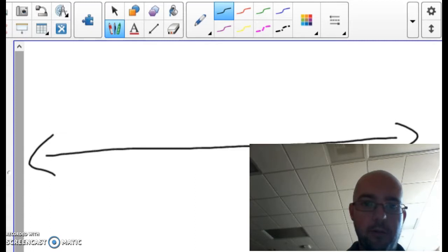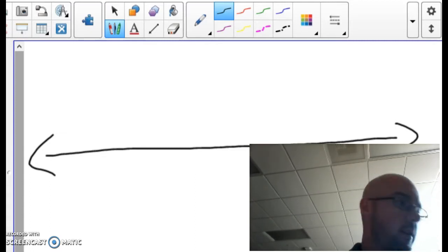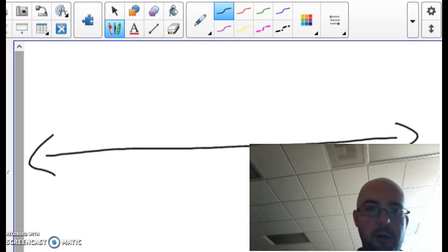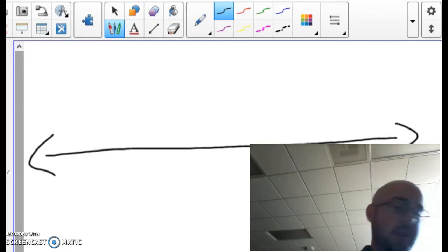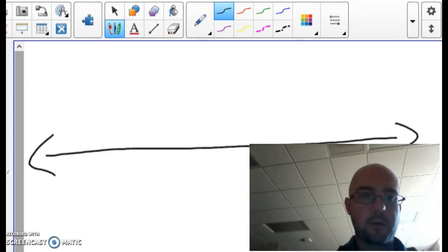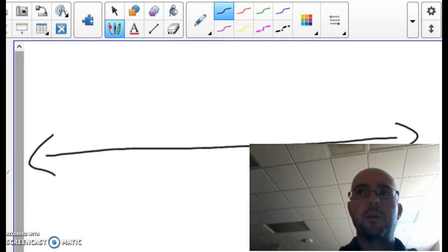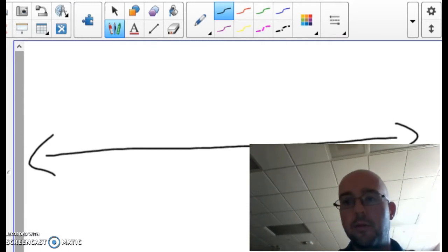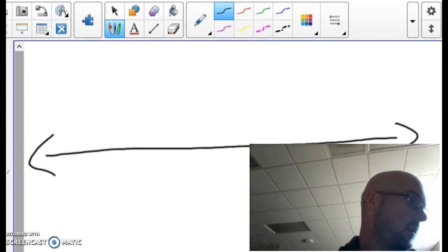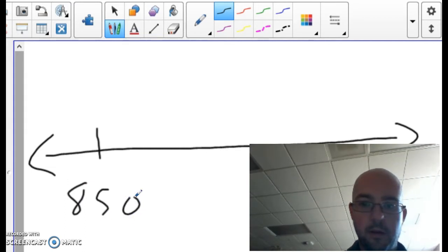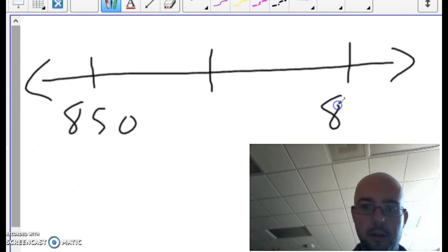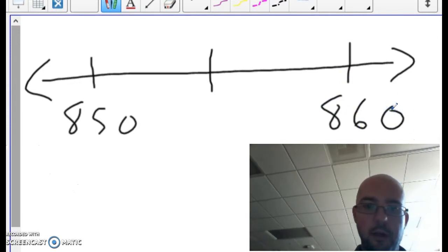So, if we draw a number line to help us with our rounding, and we think about our number 856, think about which multiples of 10 are closer to 856. So I know multiples of 10 are 800, 810, 830, 840, 850, 860. So I know that 850 is the lower multiple, and I know that 860 is the higher multiple. So now what I can do is write where 856 is.